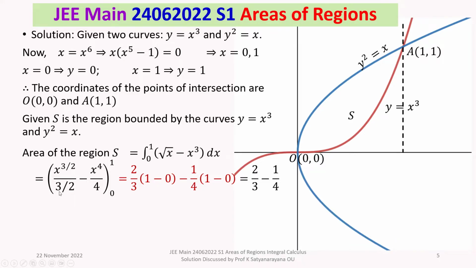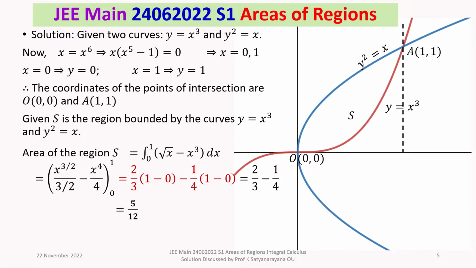Now 1 by 3 by 2 is 2 by 3 into x to the power of 3 by 2 from the upper limit to the lower limit, it is 1 minus 0, minus 1 by 4 x power 4 from x is equal to 1 to x is equal to 0 is 1 minus 0, and this is 2 by 3 minus 1 by 4, and when simplified it is 5 by 12. So the area of S is 5 by 12.